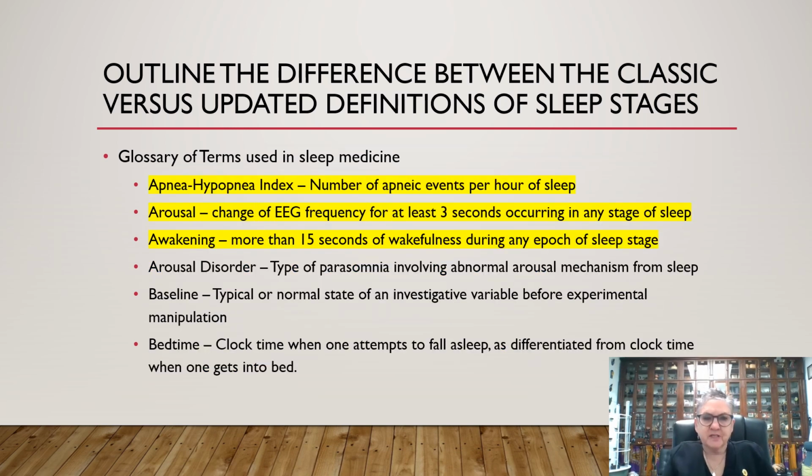A lot of terms here coming up, but let's go again, review the highlighted ones. Apnea, hypopnea index is the number of apnea, hypopnea events per hour of sleep. Arousal is the change of the EEG frequency for at least 3 seconds occurring in any stage of sleep. Awakening, more than 15 seconds of wakefulness during an epoch of sleep.